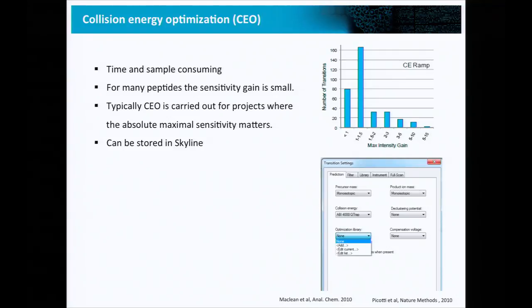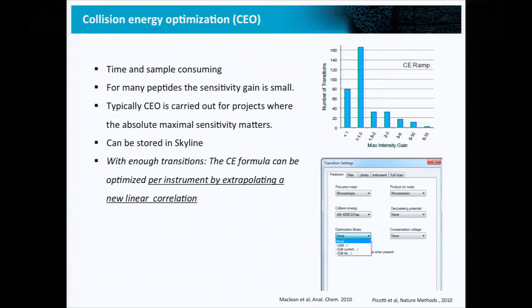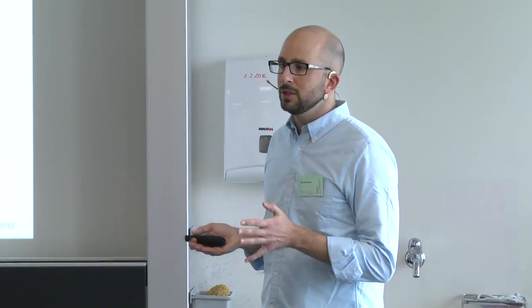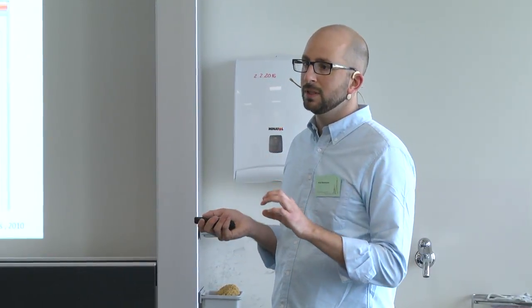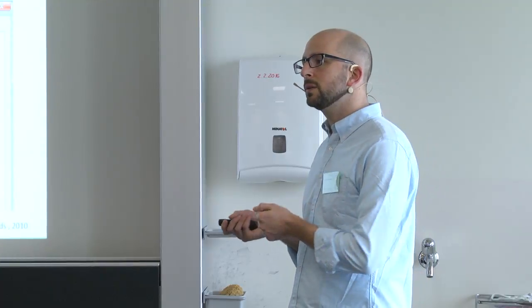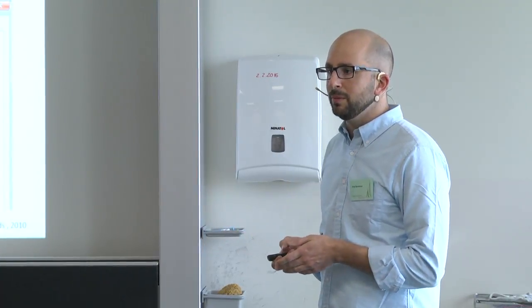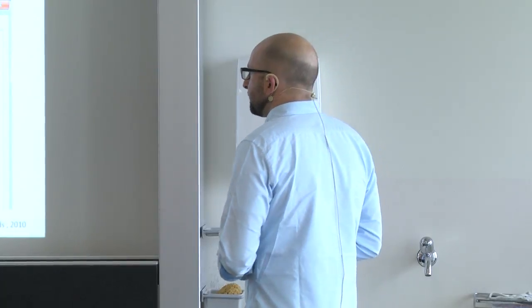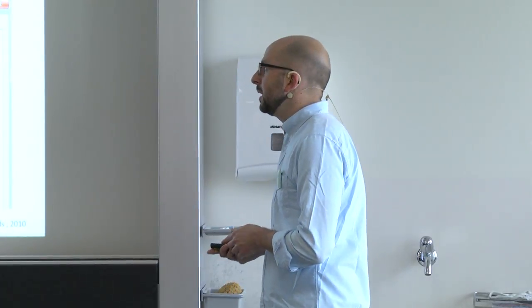In case you do these types of experiments, please be aware, somebody already asked me, that you can actually store them in Skyline in an optimization library, so that this information is not just in an Excel sheet, but actually stored in a document, so that when you export next time, these values will be used. And if you have a lot of transitions, sometimes in our lab we do it with synthetic peptides. We do a lot of collision energy optimization once to actually optimize the formulas themselves. So we improve the formula once per instrument, and then we never do it again per peptide. That is a possibility, with some restrictions on how to do it carefully.